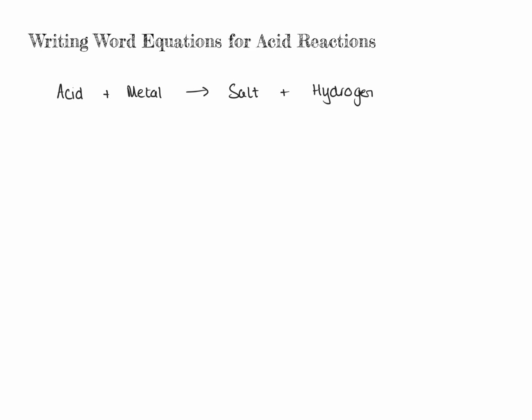Okay, so let's write some word equations. We'll use the first of our general reactions. Acids and metals make salt and hydrogen. And if your teacher or whoever gives you the name of an acid and the name of a metal, then you need to be able to write that as a word equation. So let's start with hydrochloric acid and zinc. So our acid is hydrochloric acid.